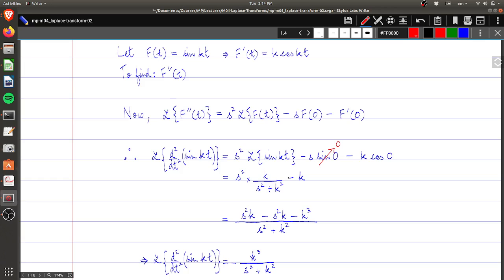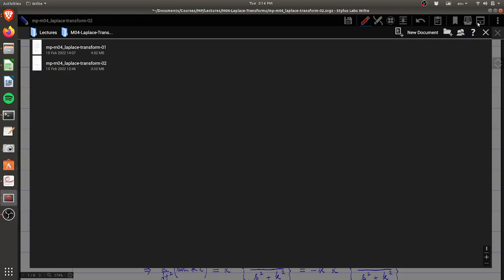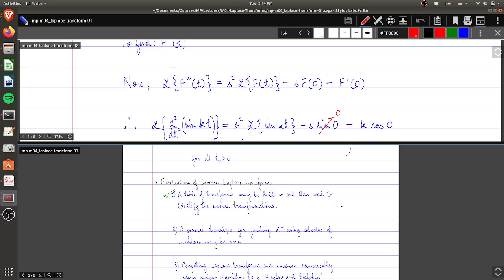So here we have s square, the Laplace transform of sine kt. What is the Laplace transform of sine kt? Let me put the table of Laplace transforms here so that I can use it. Coming back here, I want to find out the Laplace transform of sine kt.